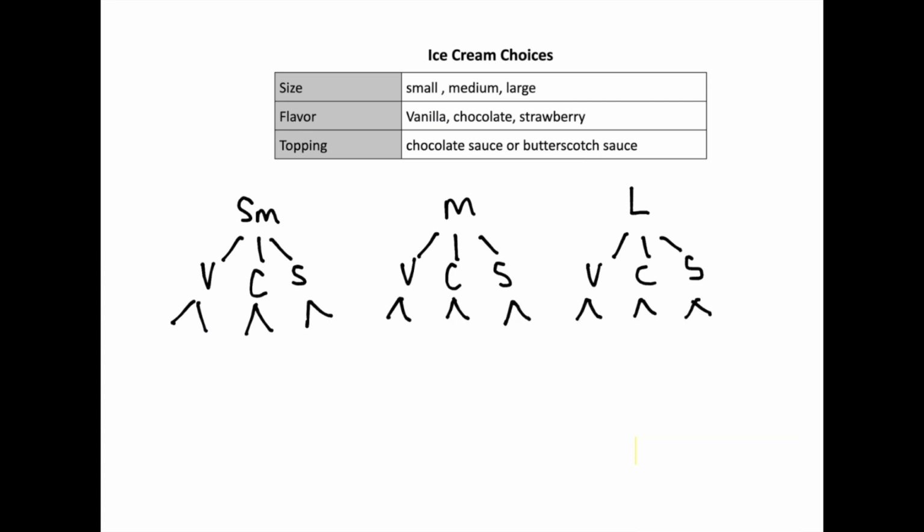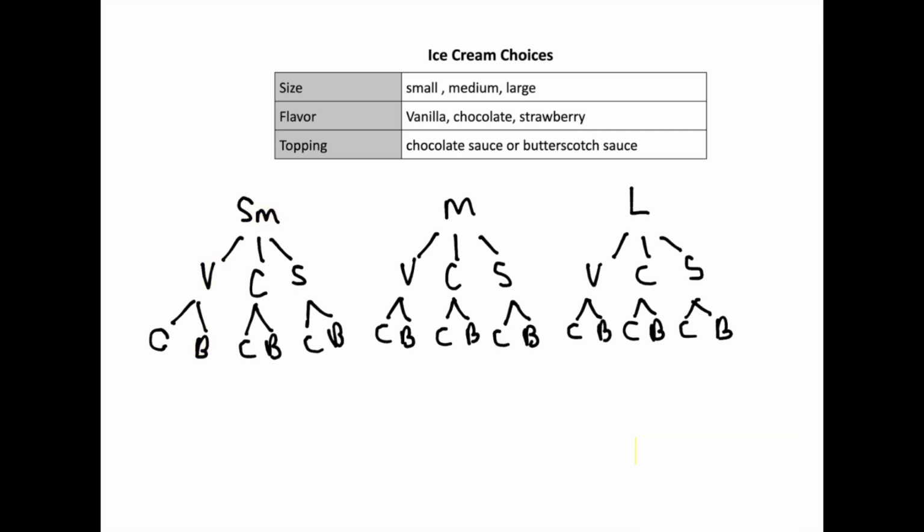Now we can fill it in. You could choose chocolate sauce or butterscotch. And we can do this for each one of our flavors. So going through our list, we could have a small with vanilla with chocolate sauce. We could have a small with vanilla and butterscotch. As you can see, there are many options.